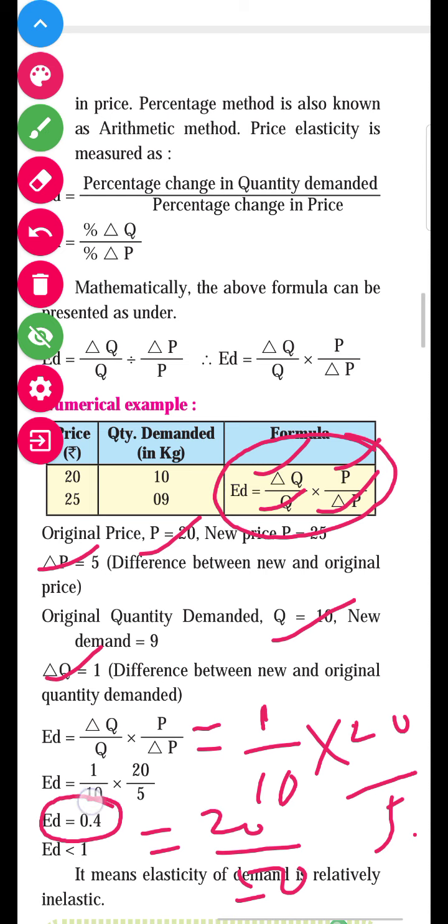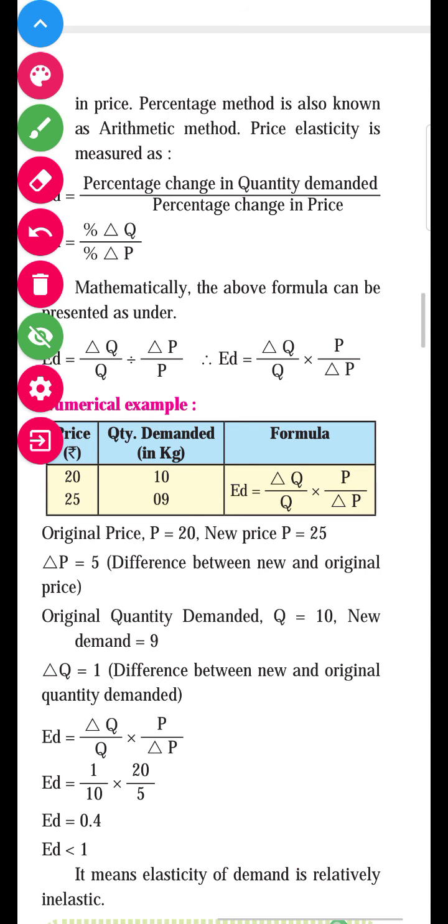After getting 0.4, students, you can easily find out which type of elasticity of demand it is. When the value comes less than 1, it is a relatively inelastic demand, because the elasticity is less. So here 0.4 is less than 1. And if the answer comes less than 1, it is relatively inelastic demand.